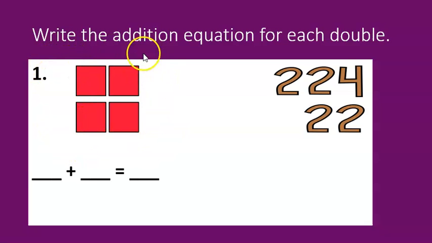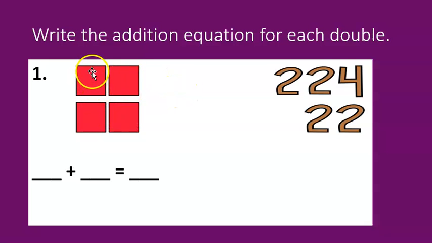Is this a doubles fact? Just based on how you see it. Are there the same amount of squares on top? And are there the same amount of squares at the bottom? Yes, so this is a doubles fact.